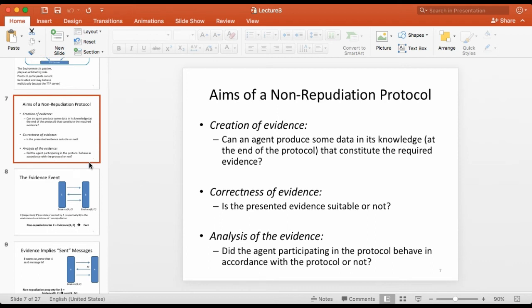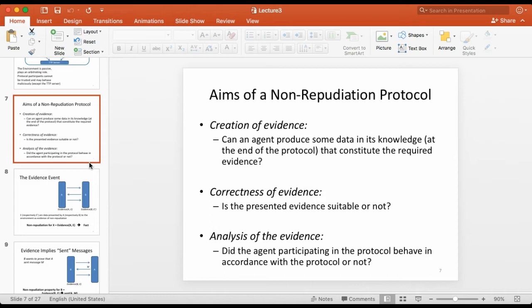Okay, so if we are going to design or define a non-repudiation protocol, we have three main goals, or three main objectives, that we want to achieve. First of all, we want the protocol to be able to create evidence. Essentially, can the agent produce enough data or information out of its participation in the protocol that constitutes the required evidence for that agent to hold on to once everything has completed.